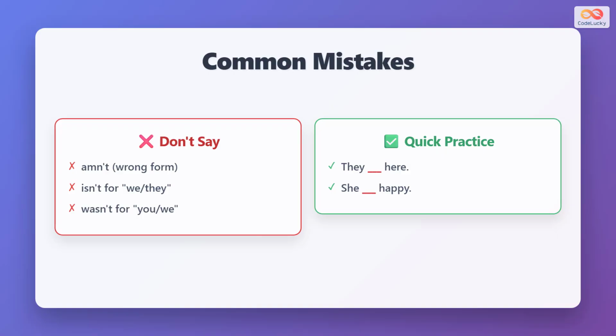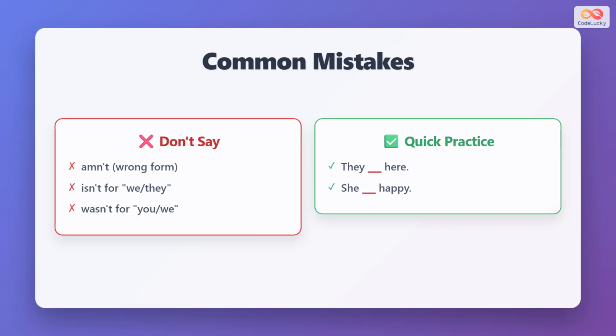Let's talk about common mistakes. First, never use amn't. There is no contraction for am not. Second, don't use isn't for we or they. Use aren't instead. Third, don't use wasn't for you or we. Use weren't instead. Now try these practice questions.